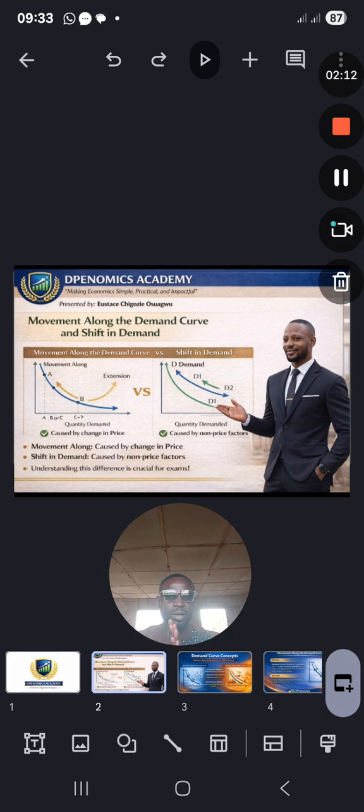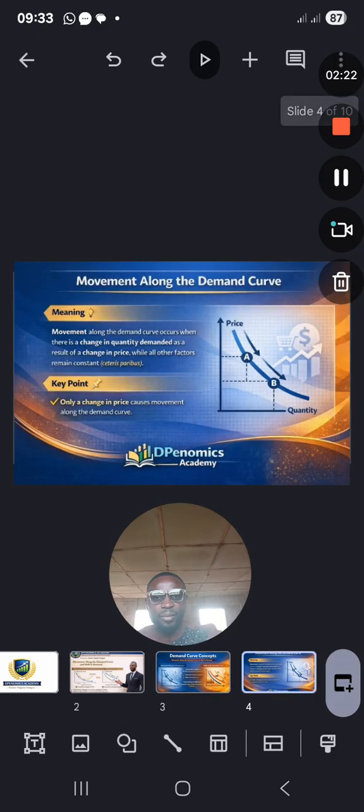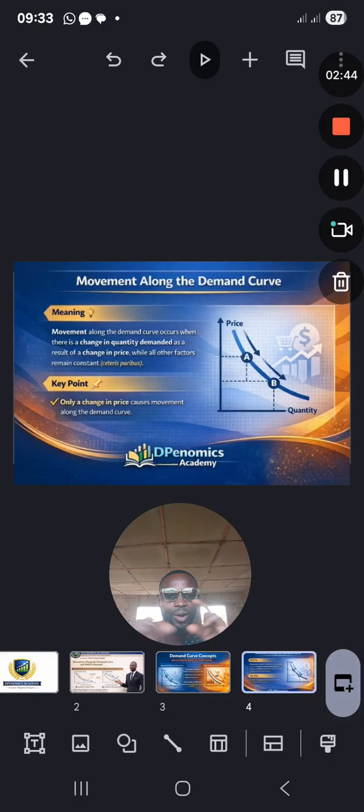Now, what do we understand by a movement along the demand curve? A movement along the demand curve occurs when there is a change in quantity demanded as a result of a change in price, while other factors remain constant, right? Like I said, only price can cause a movement along the demand curve. Only price.